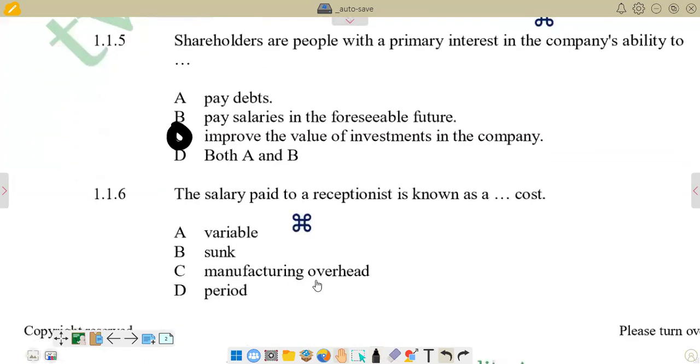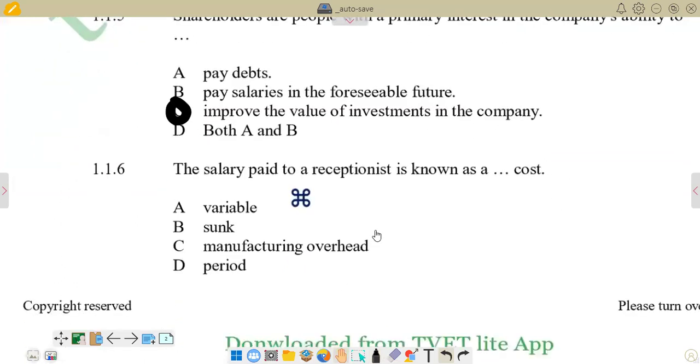Then we go to 1.1.6. The salary paid to a receptionist is known as a dash cost. So remember, a receptionist is not directly linked to the production of a specific good. And if you go through the responses that we are having there, A is variable.